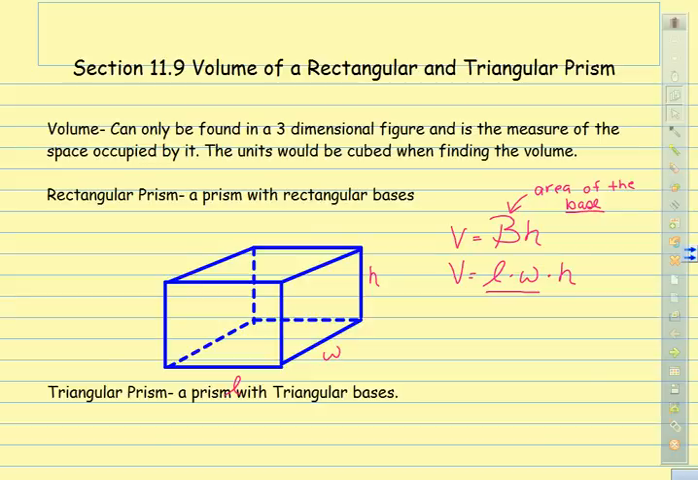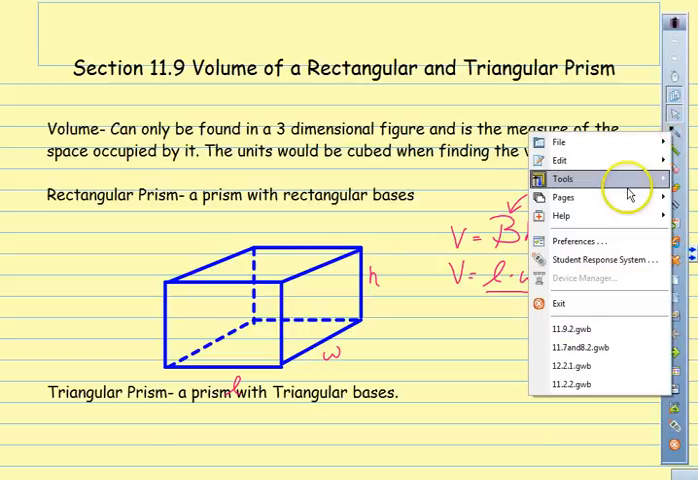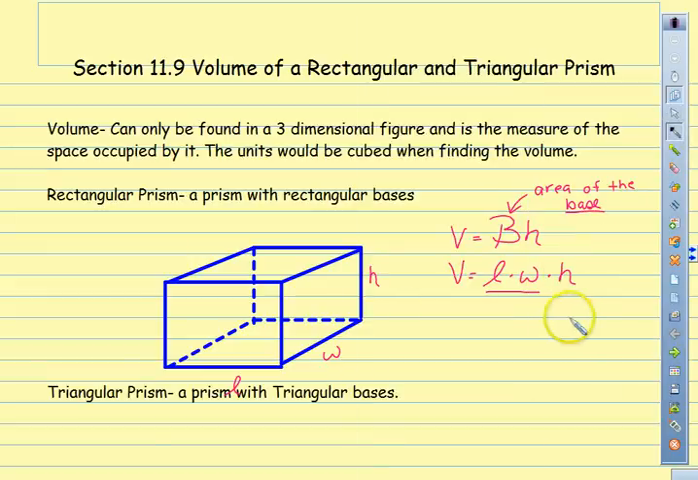The units would be cubed when finding that volume. When we talked about area, we used the little 2. Volume is going to be units with a 3, for cubic units. Okay. A rectangular prism is a prism with rectangular bases, and there are 2 of them. Top and bottom is usually what we're looking at, or we could look at the front and the back, or the right side and left side, as long as they are congruent and parallel to each other.